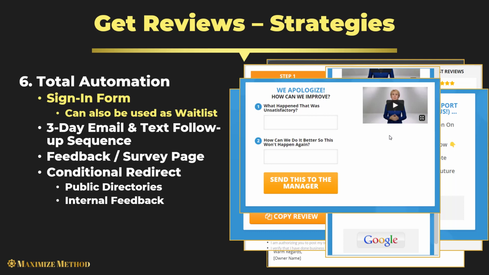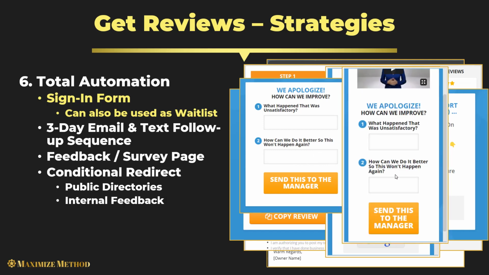Now what happens if they leave a 3, 2, or 1 star review using our total automation system? Well, then they're taken to this page where they can explain what happened that was unsatisfactory and tell us what we can do better so that it won't happen again. And then you send this to the manager, and then instead of going to Google, it just goes to like a thank you page on your website.